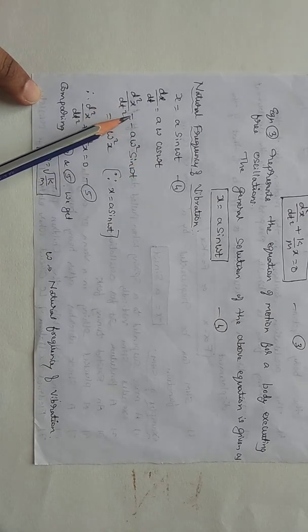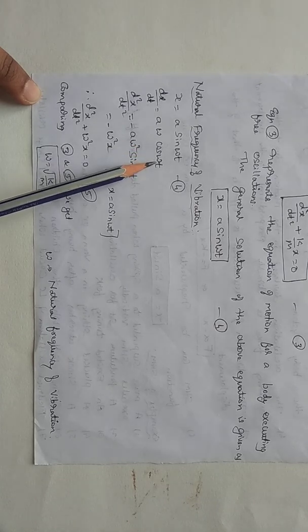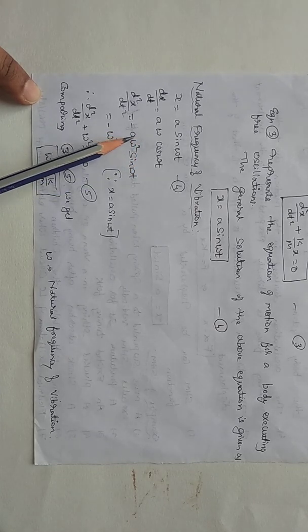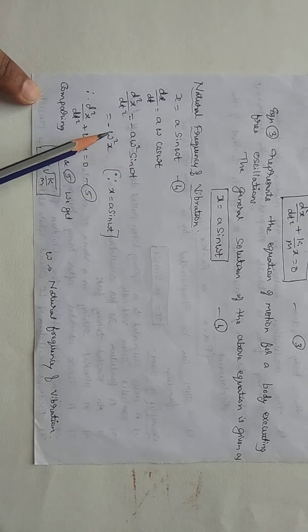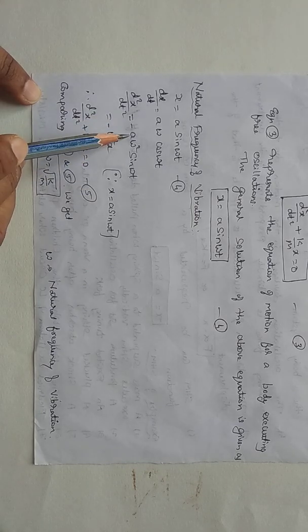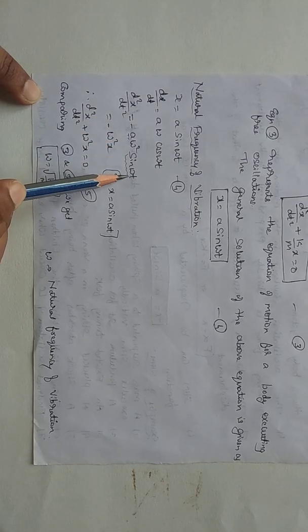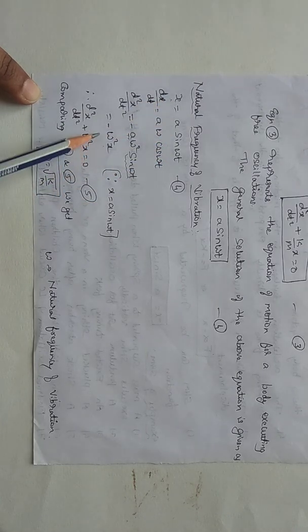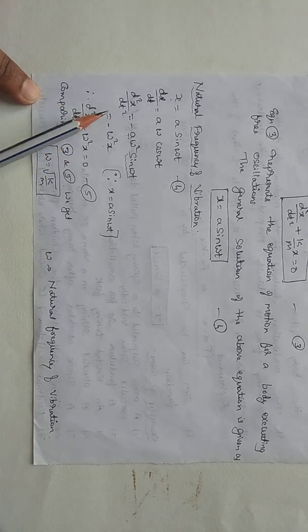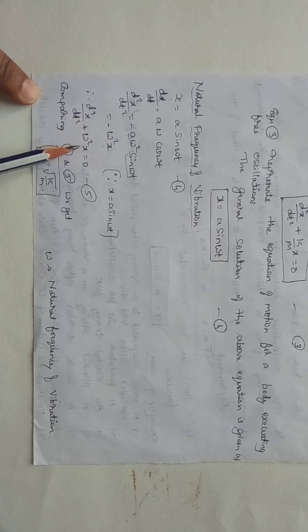Differentiating once again, we get d square x by dt square, cos omega t becomes minus sine, therefore minus a omega square into sine omega t, or is equal to minus omega square into x, because a sine omega t is given by x. Therefore, rearranging the terms, d square x by dt square plus omega square into x is equal to 0. This is equation number 5.